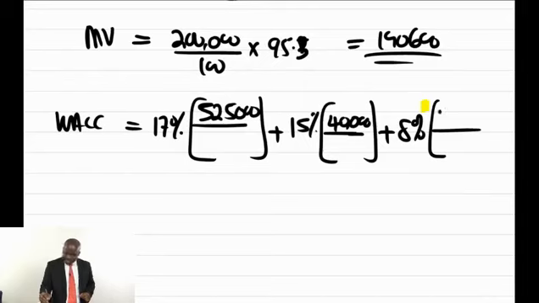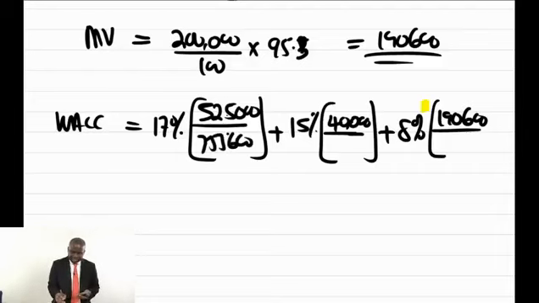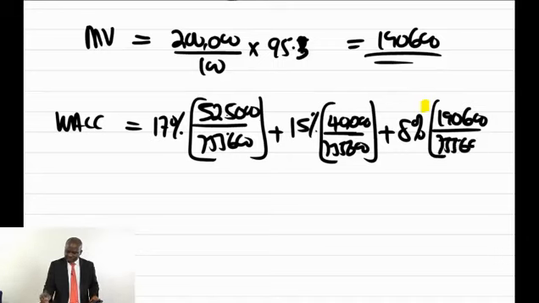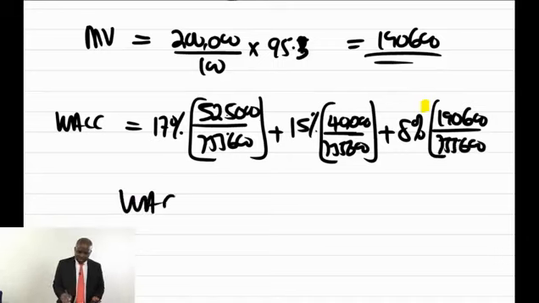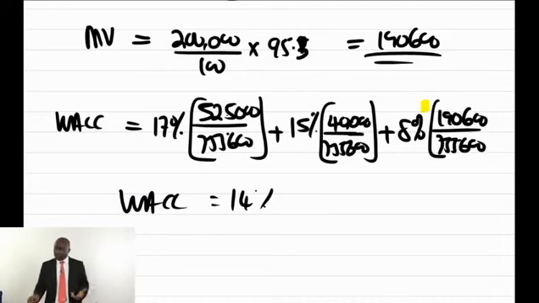And the value of the debt is 190,600. This plus that plus that. Okay, 190,600 plus 40,000 plus 525,000, and that is 755,600. And that will give you a WACC of about 14%. Okay, so that is the way you calculate the basic WACC.